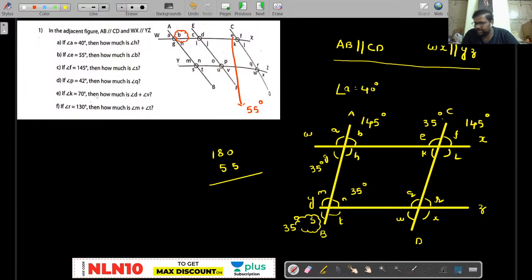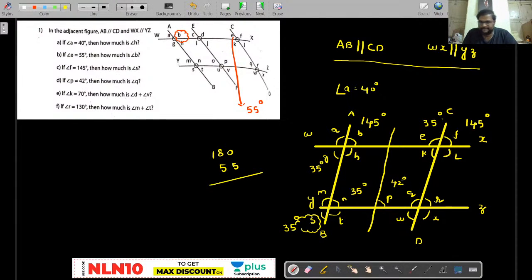Now, observe the D question there. If angle P is 42 degrees, then how much is angle Q it seems. Now, I will draw the next line also in order to have clarity. Now, what is the question asked? Angle P is 42 degrees it seems. Now, what is the question asked? Angle Q. Angle Q is how much?